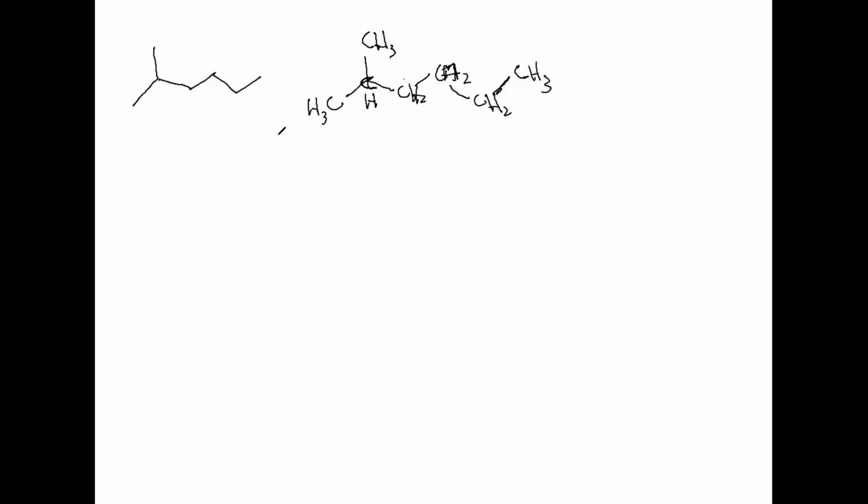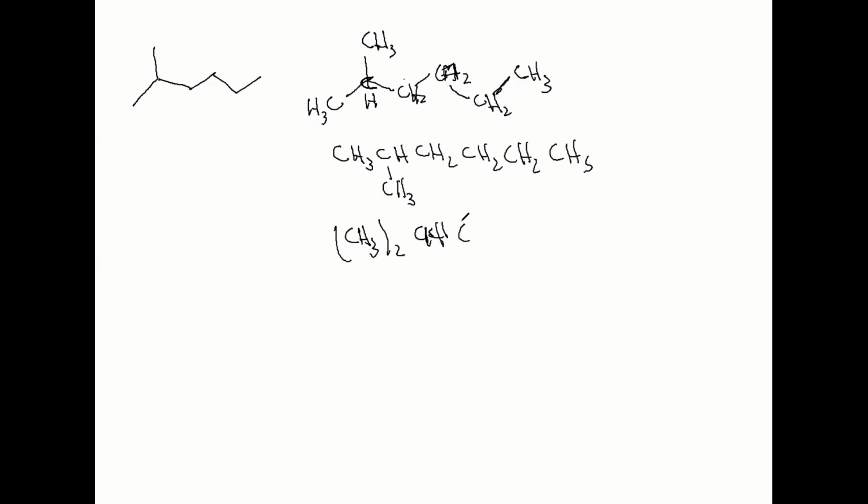So if we were going to write the condensed formula for this, it would be CH3, CH, CH3, CH2, CH2, CH2, CH3, but we can condense that further to (CH3)2CH, and then there's 3 of these CH2, and then we can say CH3 like that. So we can draw it like that. Okay.